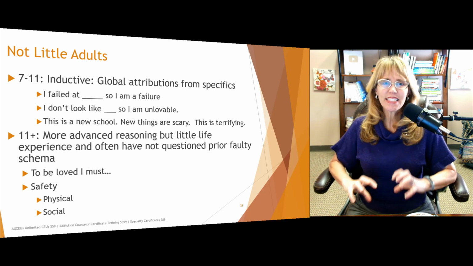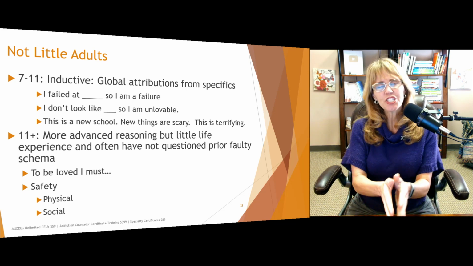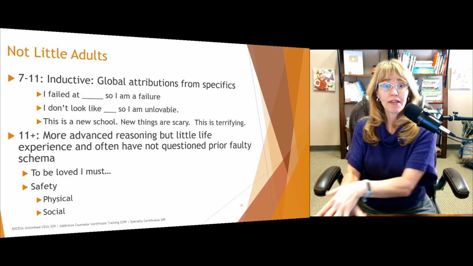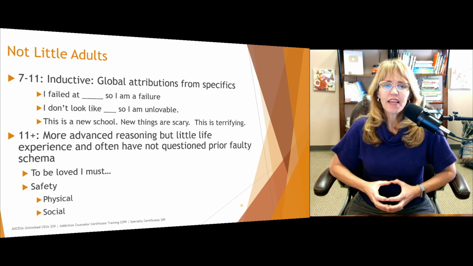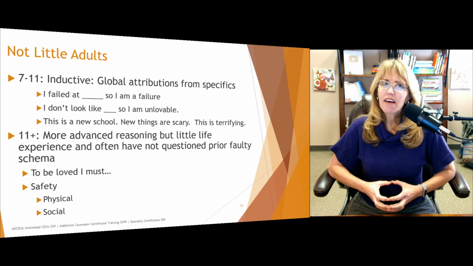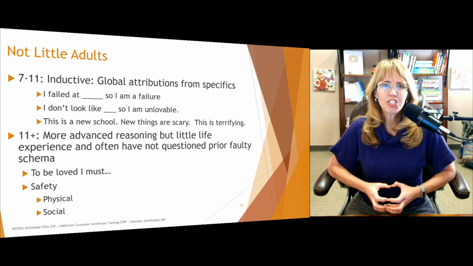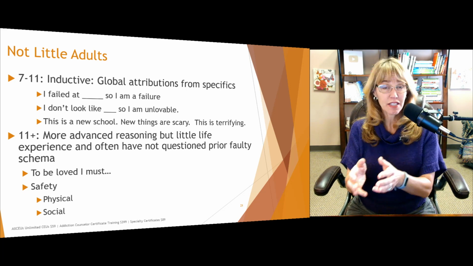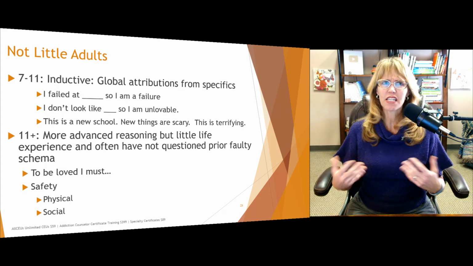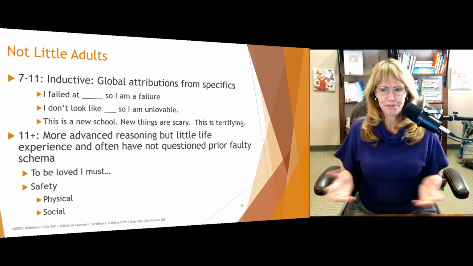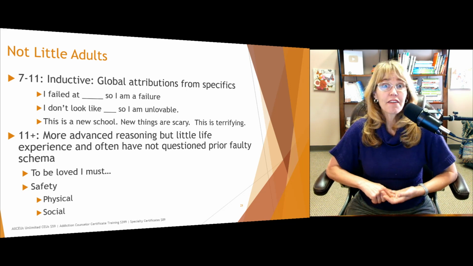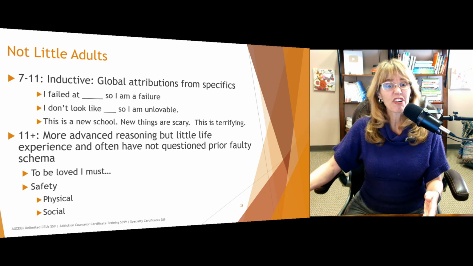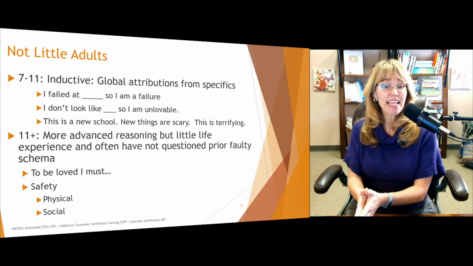We want to help them break it down and identify the specific and then check the facts. This thing at this point in time. What is scary about it? What's not? From the age of 11 on, they start advancing to more advanced reasoning, but they still have very little life experience and have often not questioned their prior faulty schema. So if they got chased by a dog one time and now they feel like all dogs are bad, they may never have stopped to question, is that actually accurate? Other schema they may not have questioned is what it takes to be loved. They may think, to be loved, I must fulfill all these criteria, or what it takes to help them stay safe.